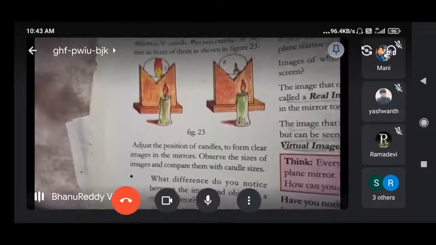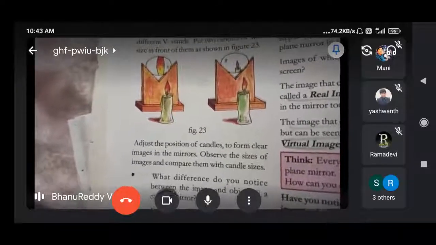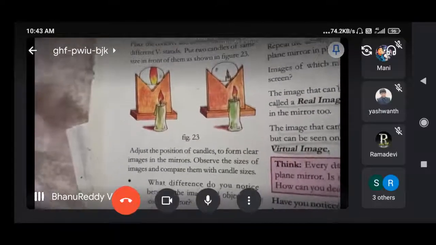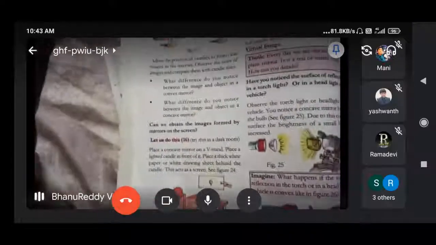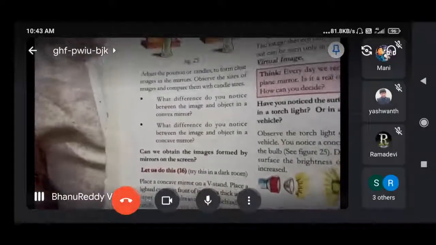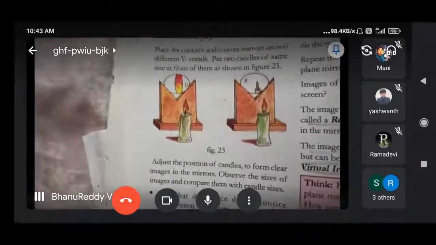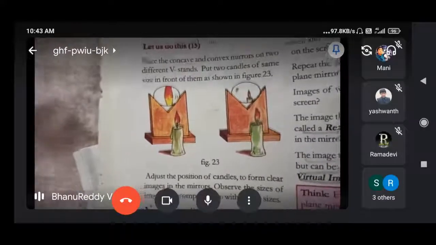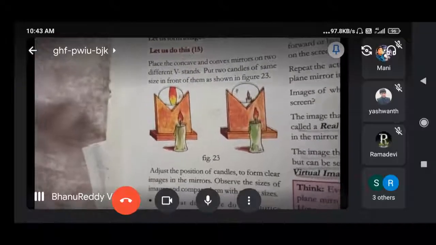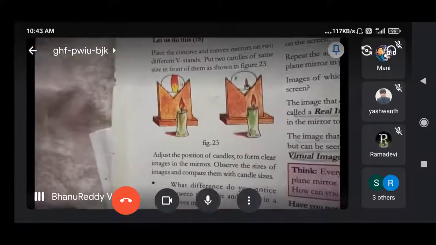Diminished, erect, in this manner they will give. Okay? So in this manner they will give. And what is the difference you notice between the image and object in the concave mirror? Is there any relation between the size of the image and the object in these two cases that we have understood now?